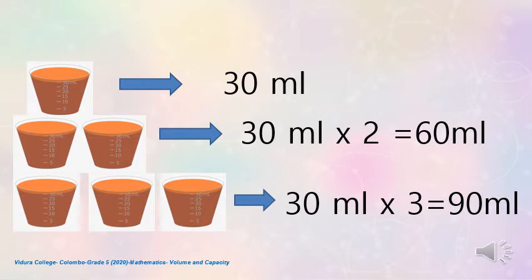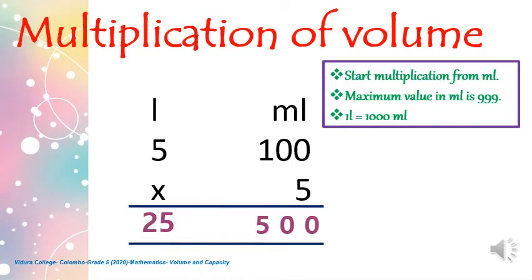If you take two such vessels together, that means 30 milliliters times 2, which is 60 milliliters. In 3 such vessels, 30 milliliters times 3, that is 30, 30, 30, which means 90 milliliters. In the earlier slide, I explained that when you have the same kind of containers together, with an equal amount of liquid in each, how to multiply and get the answer.